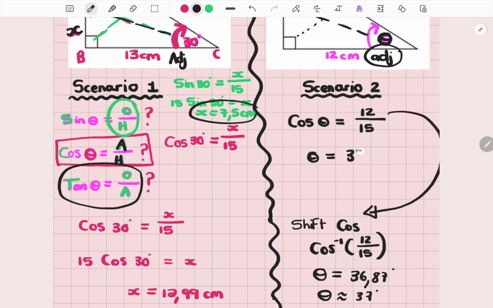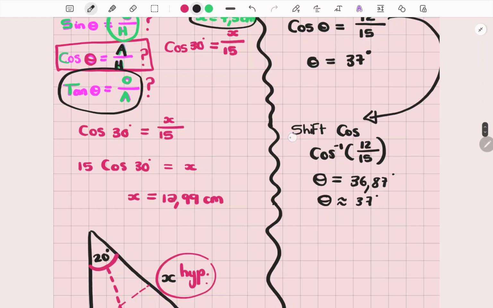Okay, so that is what you're going to do in your calculator. Shift cos. So remember, whenever you are working out an angle size, you have to press the shift cos function.